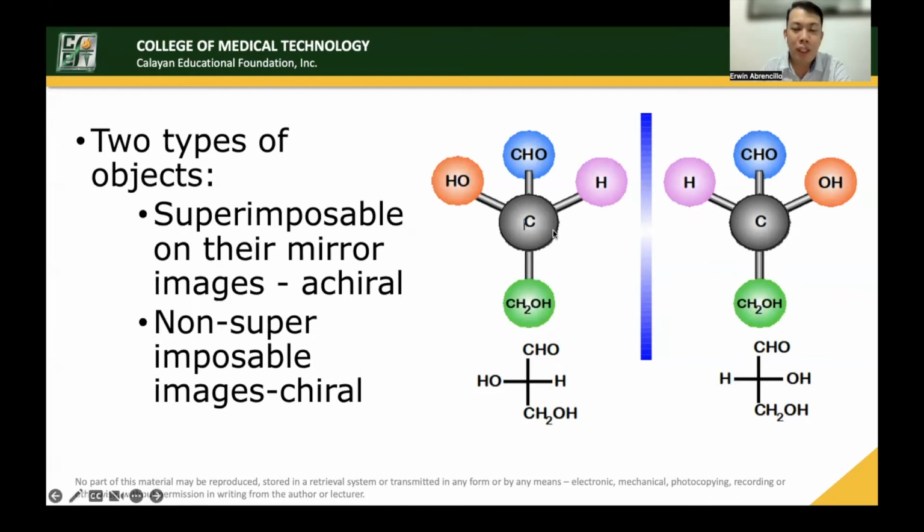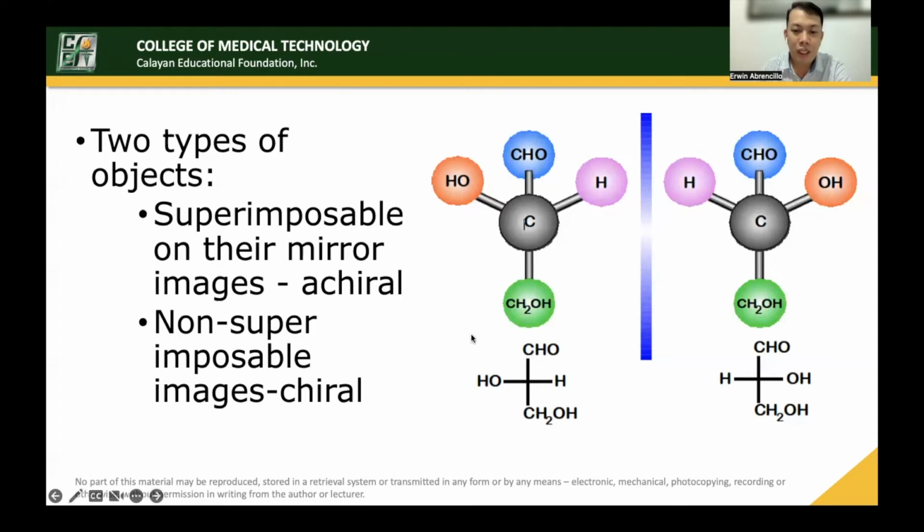With this, you can see that the carbon is a chiral center because there are 4 different atoms bonded to the carbon. We have here the OH group, the CHO group, the H, and then the CH2OH group. And in the same manner on the right side, which is the mirror image of the left side. If you'll notice, the left is OH, the right is OH. The right is H and then the left is H.